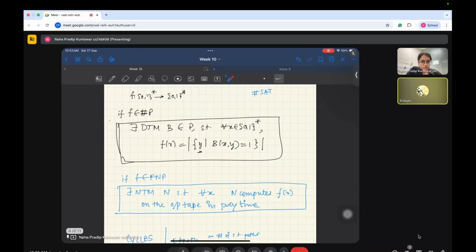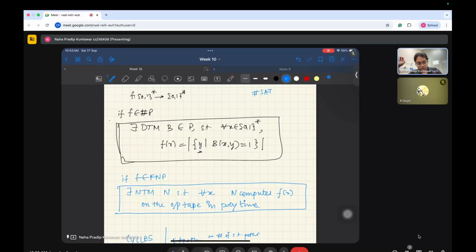If Sharp SAT is in FNP, then I would be showing that there exists a Turing machine such that when I give an instance of satisfiability to this NTM, the NTM will not only say yes, but it will compute something, and that something computed is the f of x. It computes the number of satisfying assignments. Yes. So how do we do this?